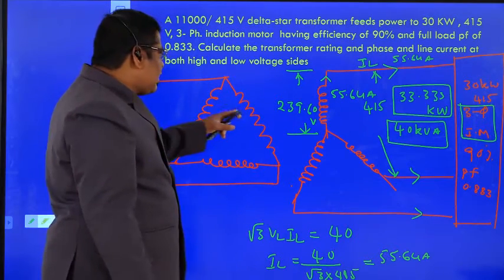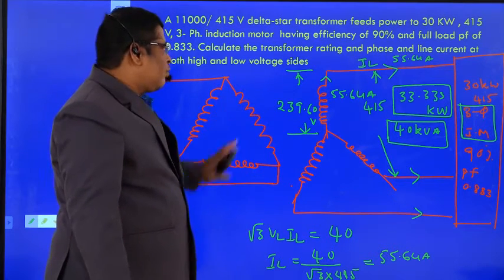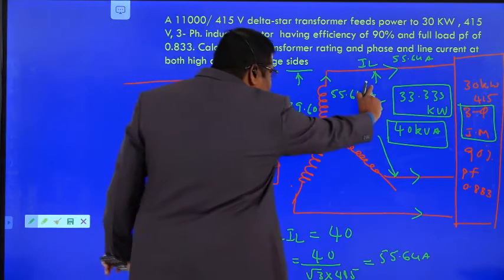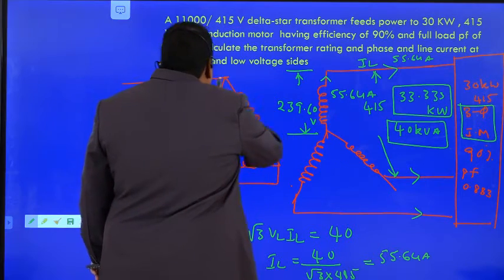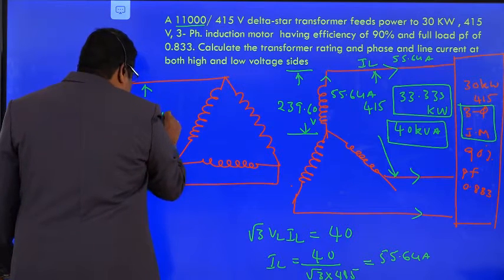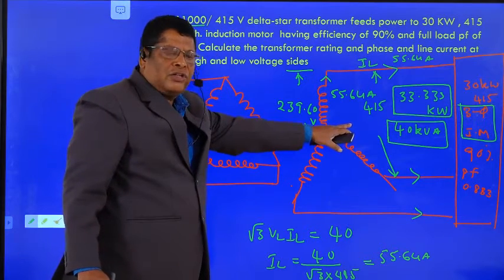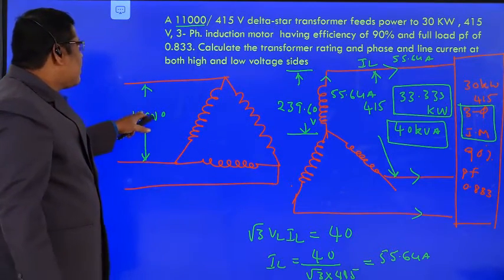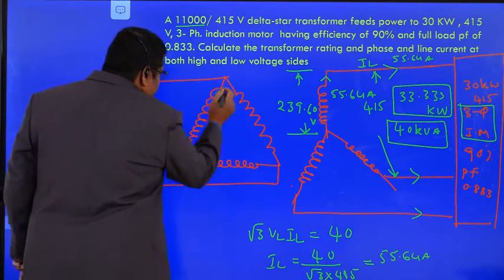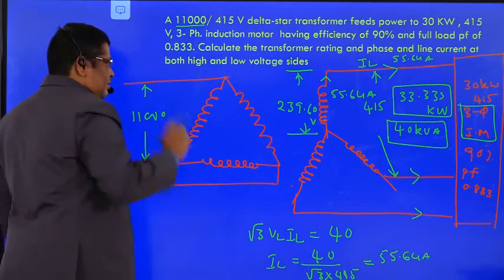We know the relation between the secondary voltage and the primary voltage. See here, 415 volts is there, and the primary should be this much voltage. Logically also you can write it here. The secondary voltage is 415 line to line voltage, so the primary line to line voltage should be 11,000 volts. So the phase voltage becomes the same because it is delta connected. The same amount of voltage appears across the phase.